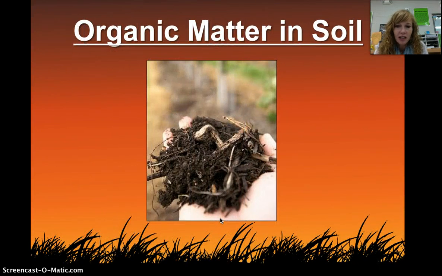Here's an example. You might look at that and go, oh, I didn't know that was organic matter. Yes, you can see that's pieces of wood, that's stems, that's roots. And the darker it is, the more organic matter there is in the soil. So see how dark that is? That's good.